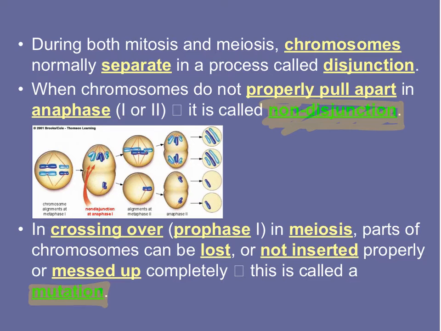Now, during mitosis and meiosis, chromosomes need to separate. And they separate during anaphase, because remember, A stands for apart. And when they separate, it's called disjunction, because they're pulling apart. They're creating a junction. That's how I remember it. Now, when chromosomes don't pull apart properly, it's called non-disjunction. And so what you see here is exactly that.